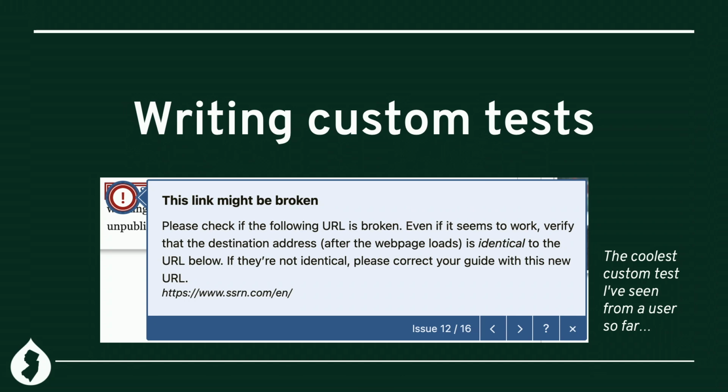Writing custom tests. So this is my favorite custom test I've seen in the wild. This is from a Canadian university. They have a link checker that they run, so they have a list of broken links they know are on their site. And they just have a GitHub repo where they put that list of known bad URLs. And they have a custom test that looks at the links on the page and sees if any of them match the list. And then it injects a custom tip that says this link might be broken. Clever.